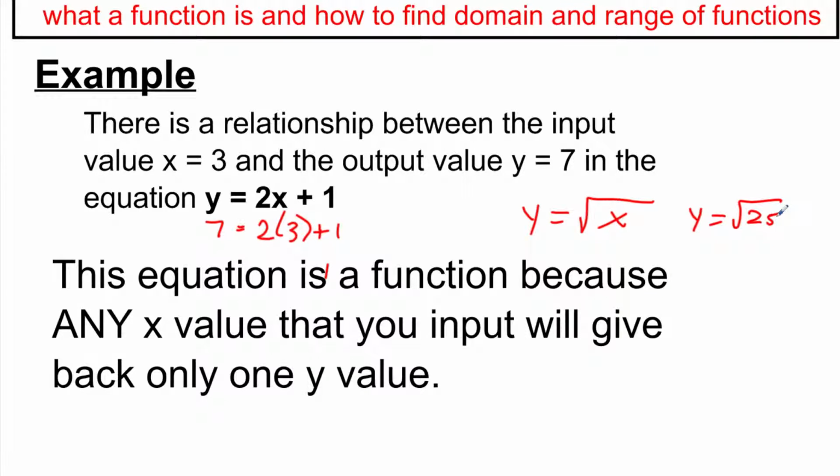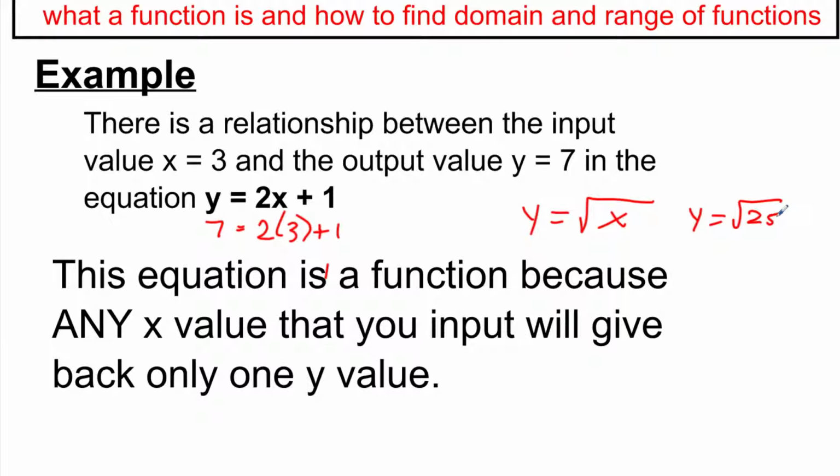So I would actually say that this radical right here, the way I have it now and the way it's defined, is not a function because the 25 for x just gave me a 5 and a -5 for y. So that's a problem. That's what we're trying to avoid, right? So we're going to see those kind of things. So we need names. I keep saying input value, output value, input value.